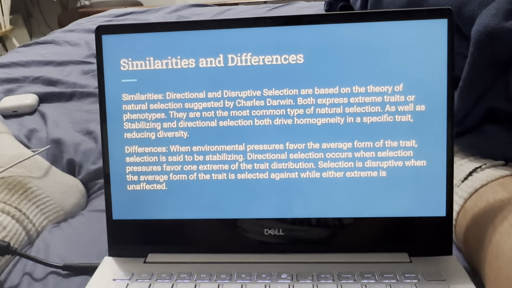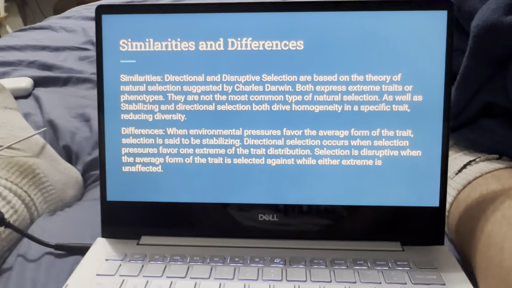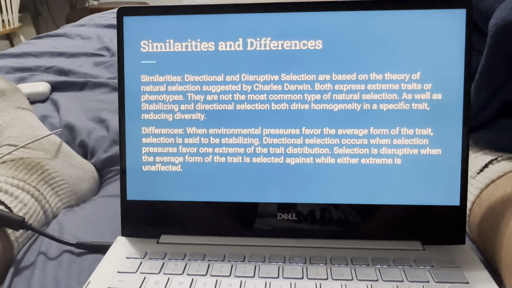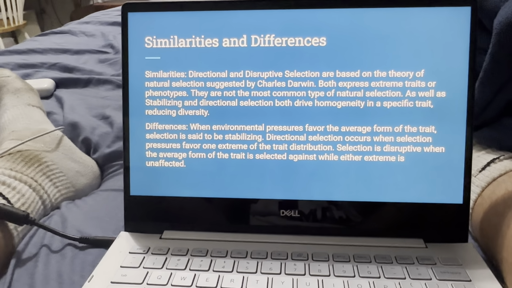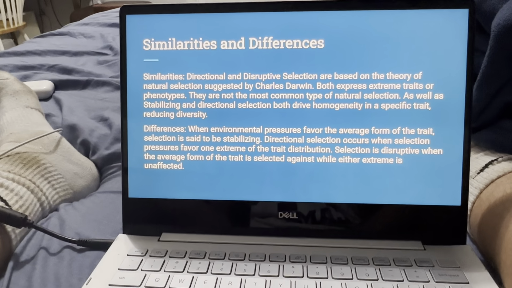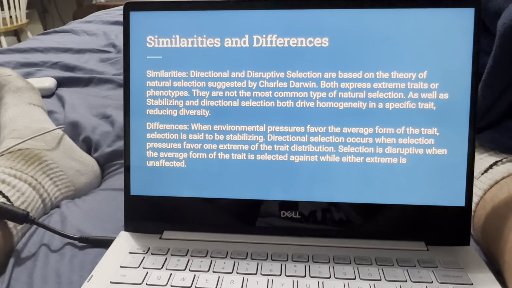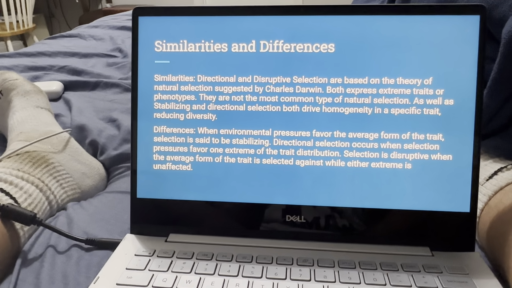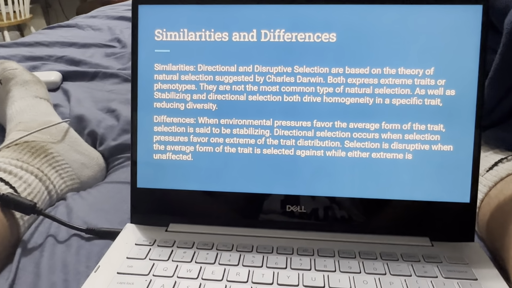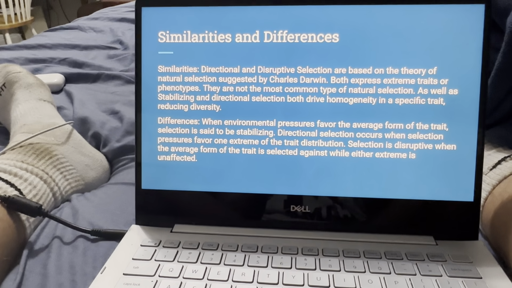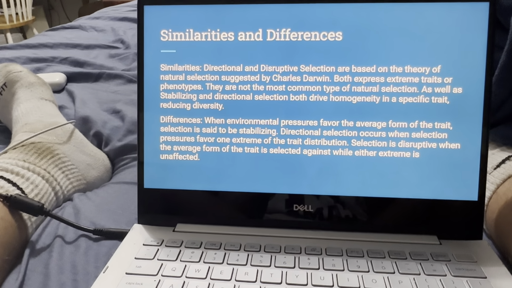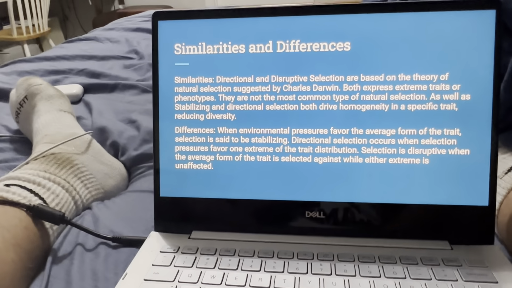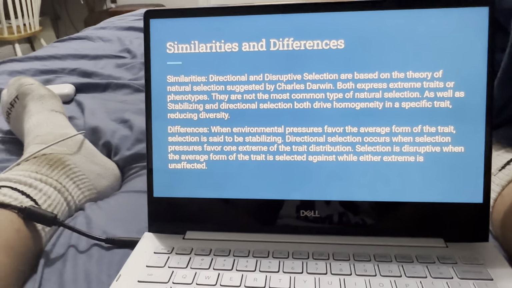Similarities and differences. This is going to cover the similarities and differences between the three that we've discussed. The similarities: directional and disruptive selection are based on the theory of natural selection suggested by Charles Darwin. Both express extreme traits or phenotypes. They are not the most common type of natural selection. As well as stabilizing and directional selection both drive homogeneity in a specific trait, reducing diversity. Excuse me, I can never pronounce that word correctly.